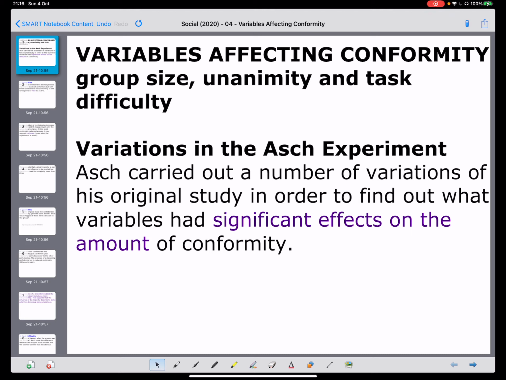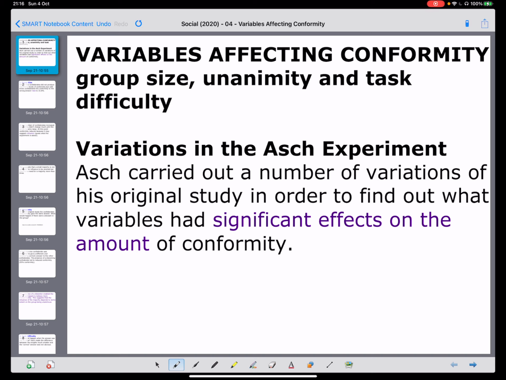Hello, this is Mr. Ferreira, and I'm going to talk you through, hopefully, quite a short video on the variables affecting conformity. Now, this is in response to the specification, which asks us to look at group size, unanimity, and task difficulty.